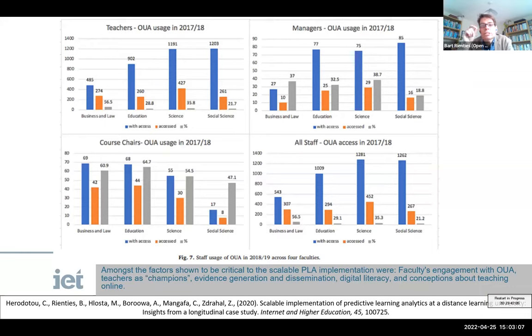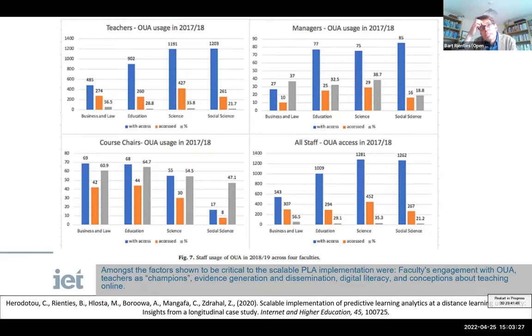So these were teachers who were one of the early adopters, and then by basically using them as champions, they try to make and influence their other colleagues to use OU Analyze. And at the same time, of course, if teachers struggled, they knew, hey, my colleague down the hall knows how to work with OU Analyze.